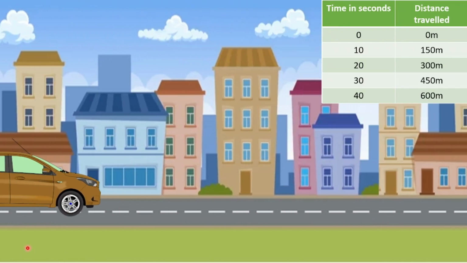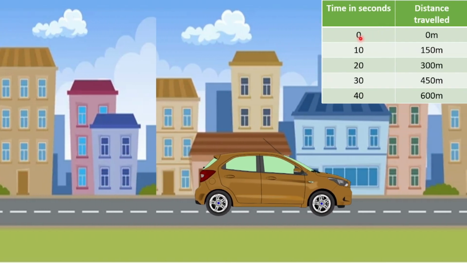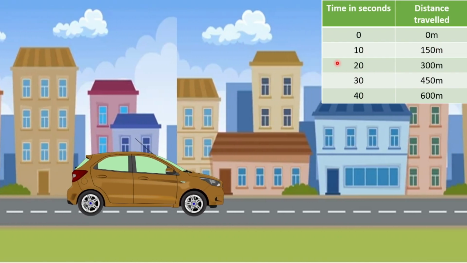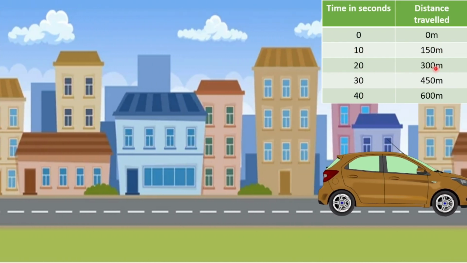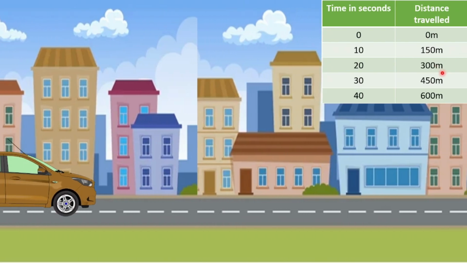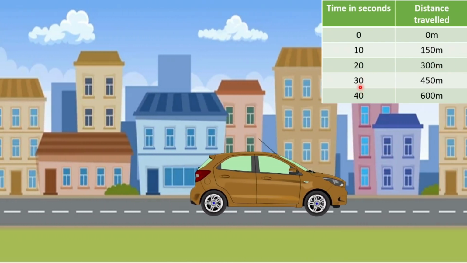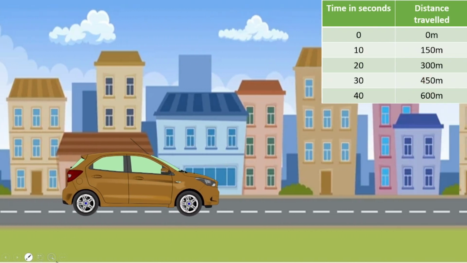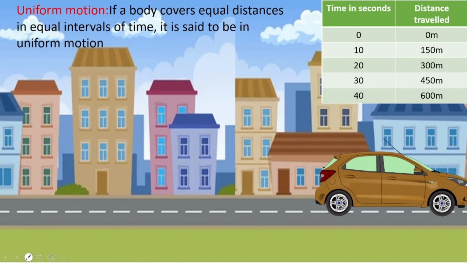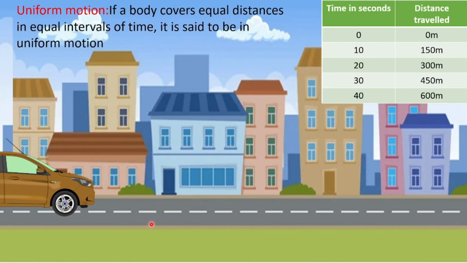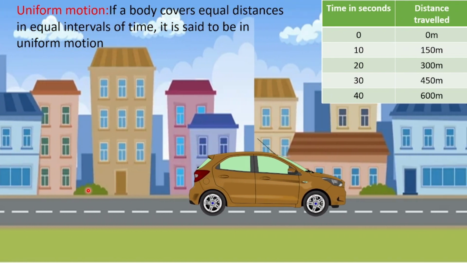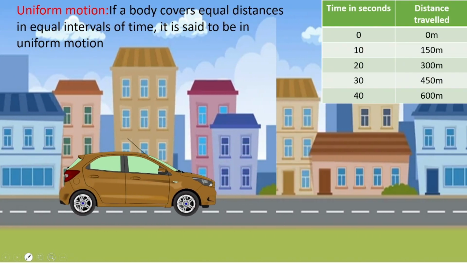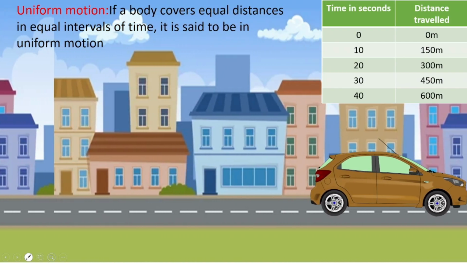If we observe the time, in the first 10 seconds the car traveled 150 meters, and in the next 10 seconds it also traveled another 150 meters. For every 10 seconds the car is traveling 150 meters. So we can say that when an object covers equal distances in equal intervals of time, it is said to be in uniform motion. So the car is now traveling in uniform motion.